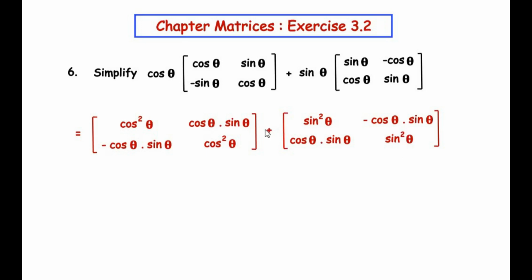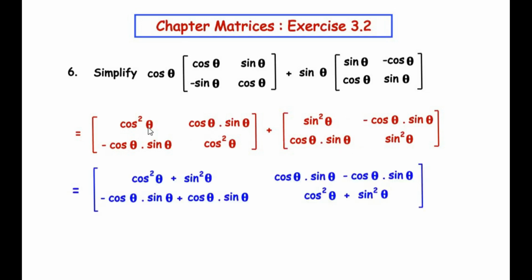Now let us perform the addition operation of matrices. That is, each element of this matrix adds up with each element of this matrix. So cos square theta plus sin square theta. Cos theta sin theta plus minus cos theta sin theta. Minus cos theta sin theta plus cos theta sin theta, and cos square theta plus sin square theta. Now cos square theta plus sin square theta represents a trigonometric identity which will be equal to 1. So the first element and the fourth element will be equal to 1.